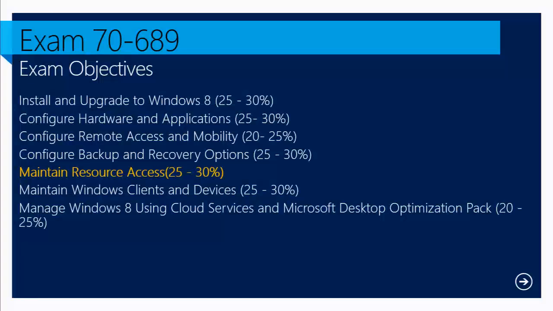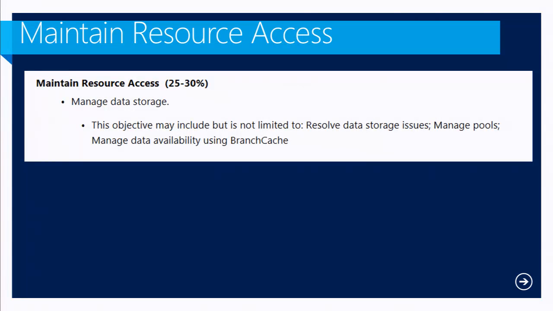Okay, resource access. And you can see these ones, if you've taken a look at some of these other objective domains, this one's pretty nicely short and sweet. Some of them are very, very long, very complicated. Data storage. Not included, resolve data storage issues, manage pools. What's a pool? Manage data availability using branch cache. Branch cache is still branch cache, but it's not a huge pain to deploy it.